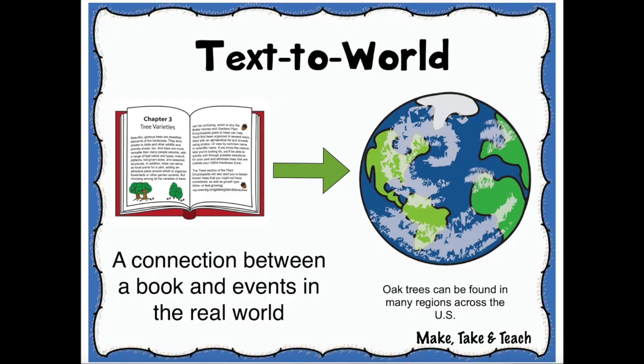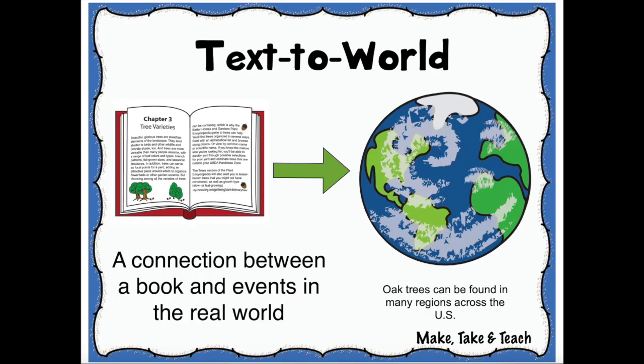So these are connections between a book or some sort of piece of text and events that are happening in the real world. So when you are reading this piece of text, it can be a story, an article, or any sort of text, and you make a connection to something happening in the real world, you're thinking in your head, what does this remind me of that is happening in the real world? And how are the text and the real life event similar or different? And what connections can I make between them so that I can get a better understanding of what it is that I'm reading?